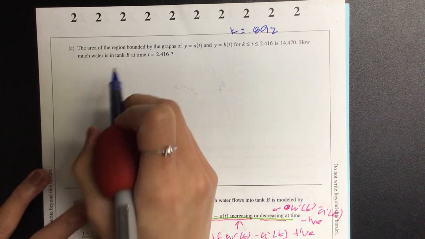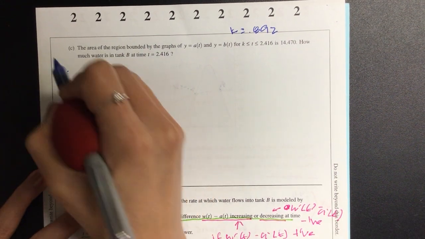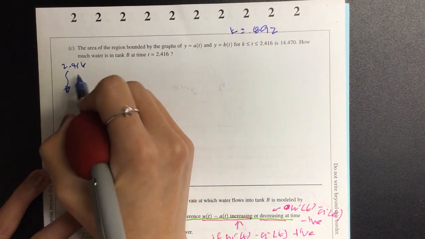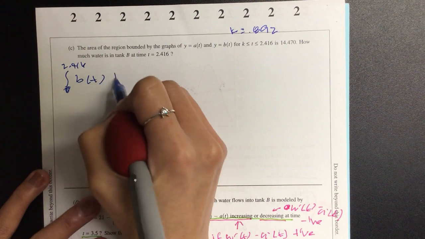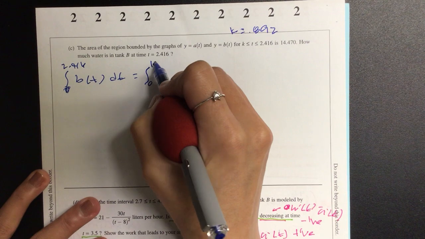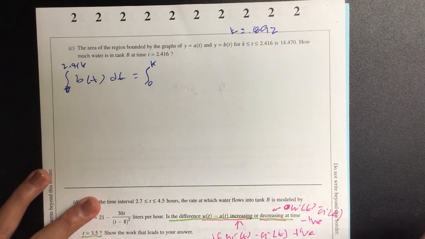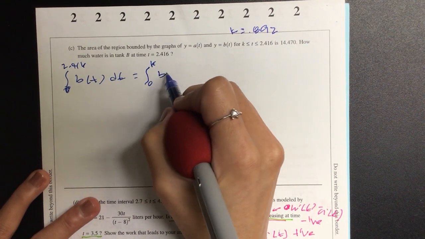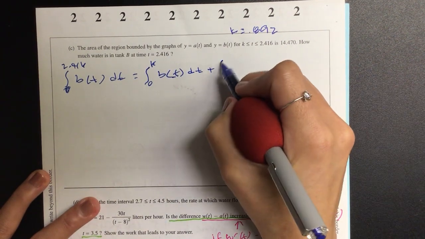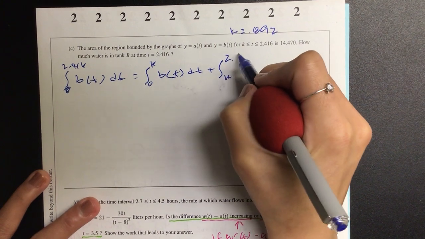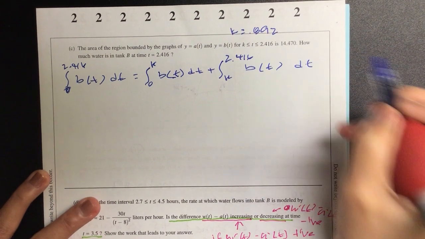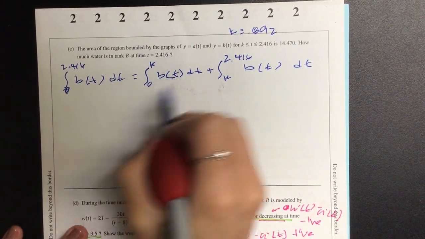So they're asking us about tank B. So the integral from 0 to 2.416, but we need to break it down into two different integrals of b of t dt. The first integral is going to be from 0 to k. And don't we already kind of know the value of that? Okay, so we have b of t dt. And then I need to go from that k value to 2.416 of b of t dt. And we know this was already given to us.